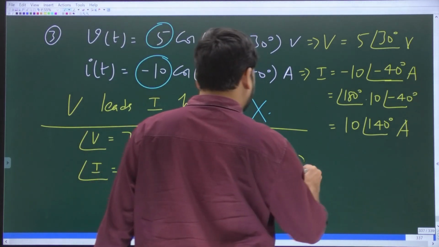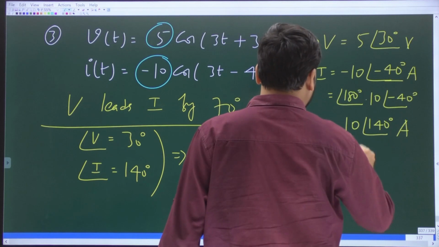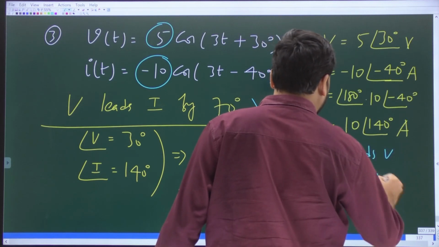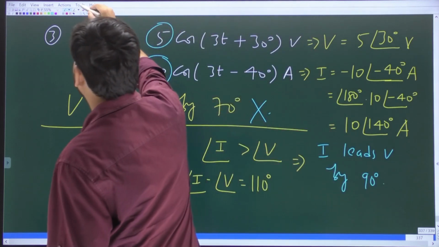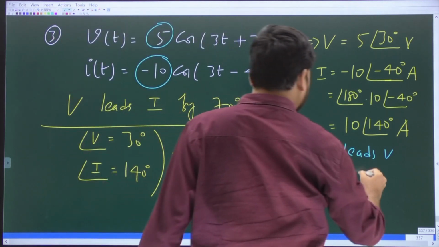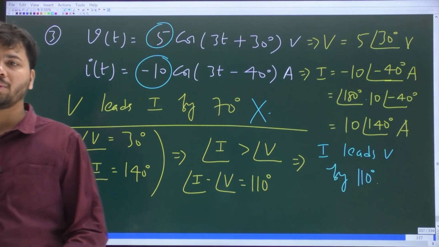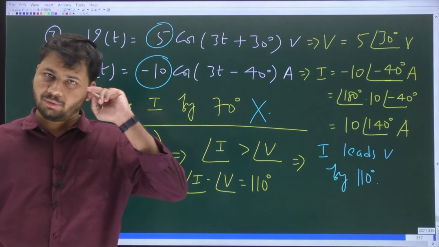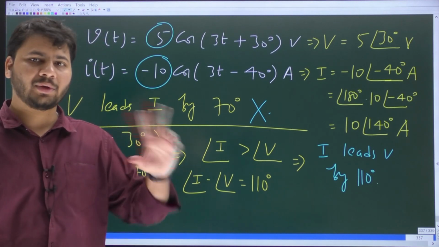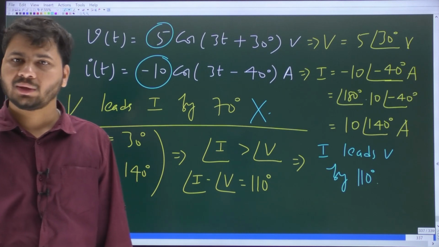Okay. So this means I leads V by 110 degrees. I hope it is clear to all how to find out which quantity will lead and also by how many degrees. You should always be able to judge which one is leading and also by how much angle.